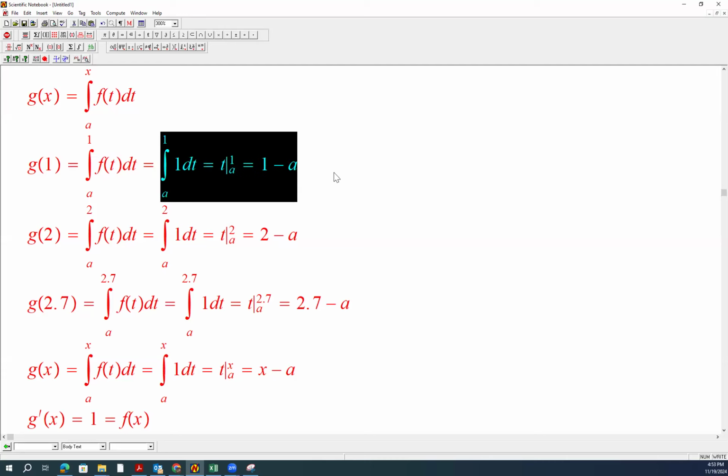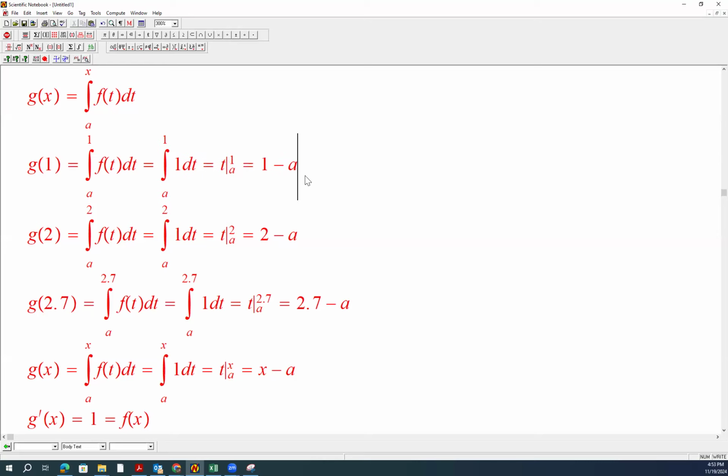This is fundamental theorem of calculus part 2 being applied here. So it's 1 minus a, where a is a constant. So g of 2, x will be replaced by 2, we integrate it, we get 2 minus a.